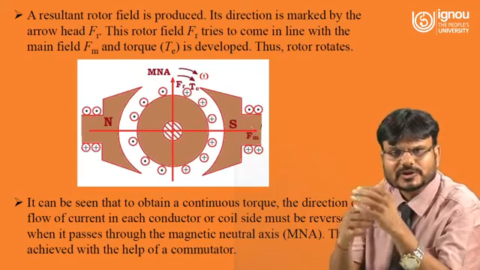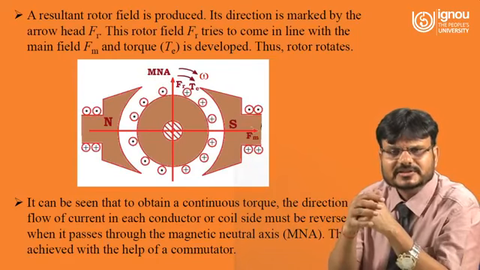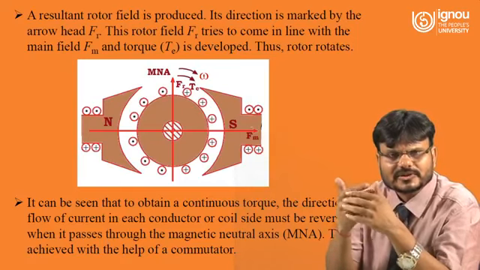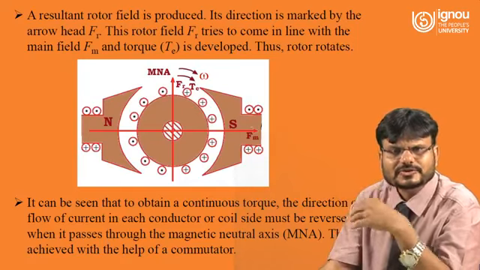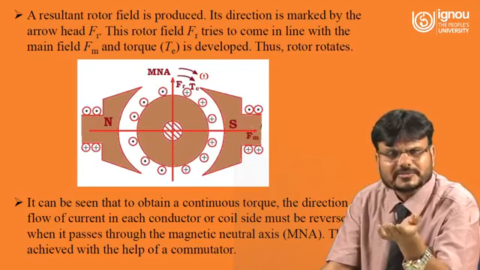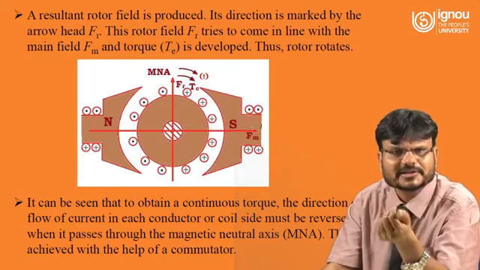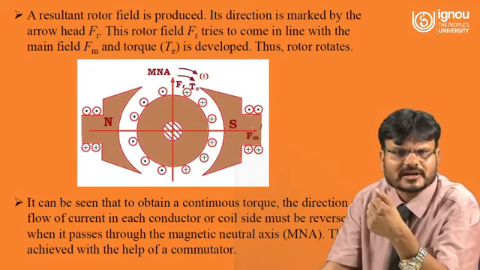Because total flux is reducing, that means the strength, or you can say the torque, will also be reduced. So to compensate the armature reaction, different techniques are used, like we use the compensating winding, and we use the interpoles.